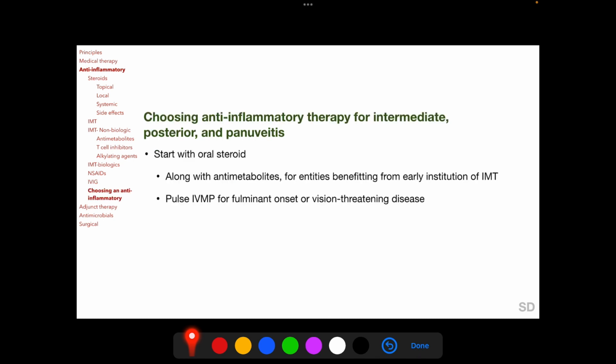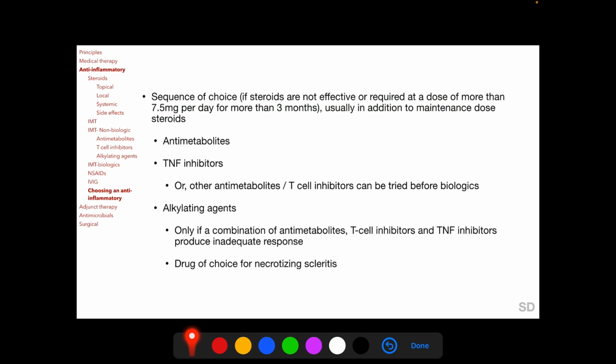And with such a large range of anti-inflammatory options, how do we choose one? The protocol is we start with an oral steroid and we also start with an antimetabolite for uveitis entities known to benefit long term from early institution of IMT. Pulse steroids can be preferred for fulminant onset of vision threatening disease. If the steroids are not effective or are required at a dose of more than 7.5 mg per day for more than 3 months, then IMT is initiated.